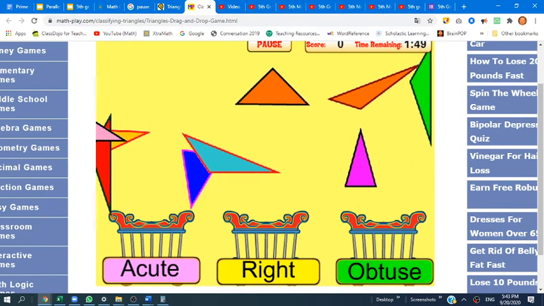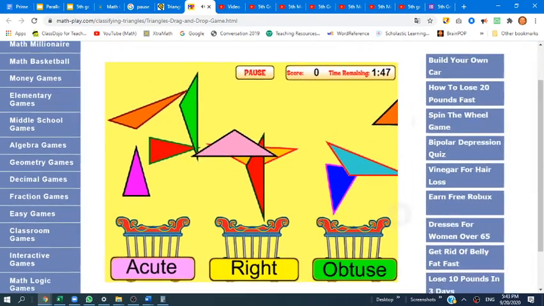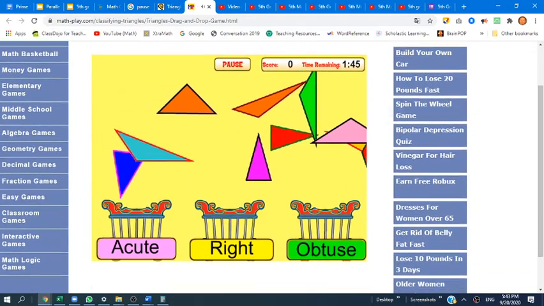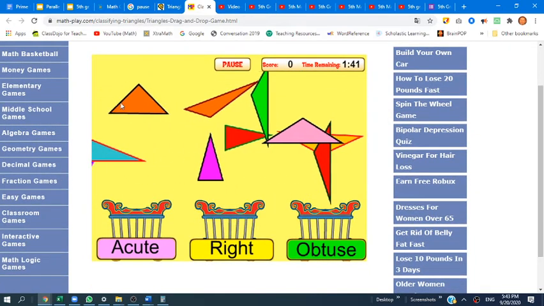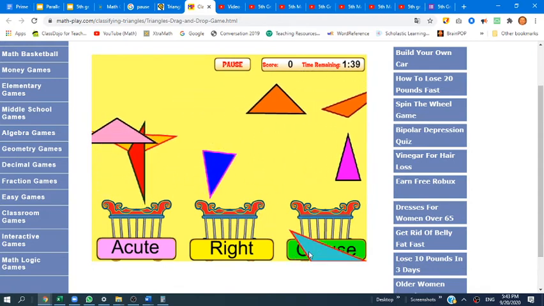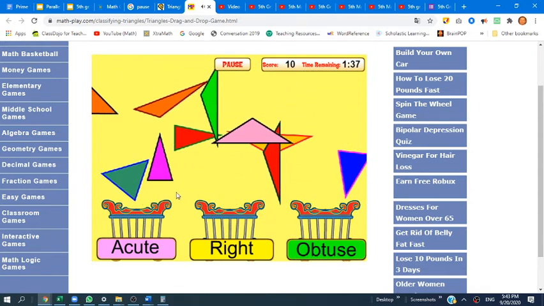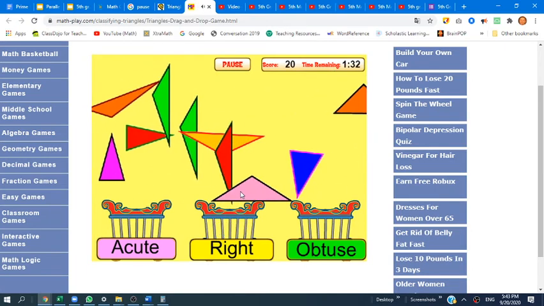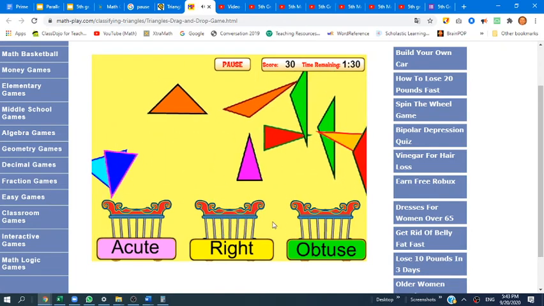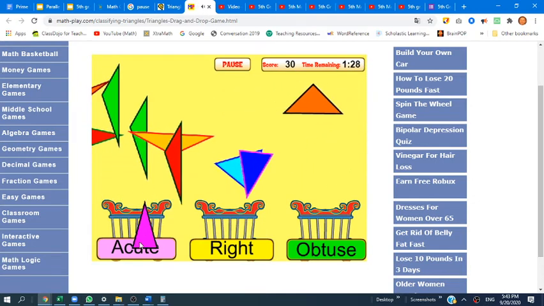So this is obtuse. Oops, how do you do this? Drag and drop, drag and drop. Let me use my mouse. All right, here we go. We go really quickly, wow. Obtuse. This one is acute. This is obtuse. This is acute.